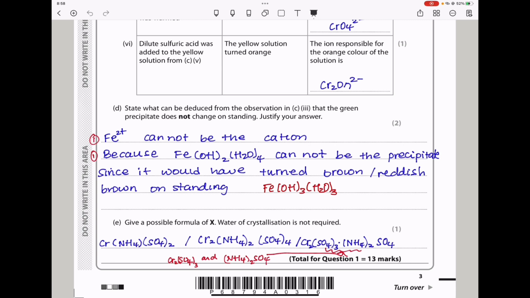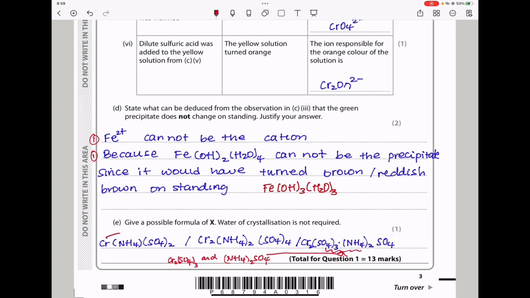Now we know X contains ammonium, it contains sulfate, and it contains chromium. Because chromium is 3 plus and ammonium is 1 plus, it means the cations have an overall positive charge of 4. So the anion, because it's sulfate, there have to be 2 of them in order to form the compound. And again, to explain this again, these have a total of plus 4.